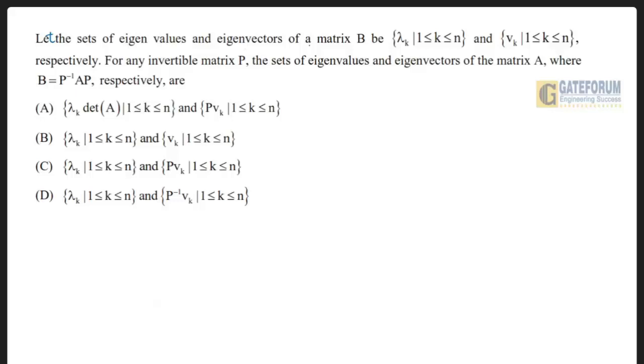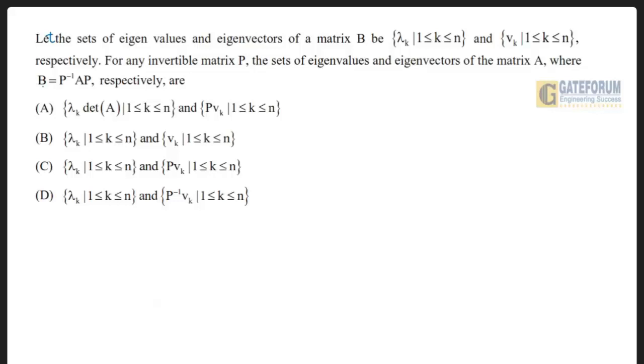Eigenvalues and eigenvectors of a matrix B: set lambda k such that 1 less than or equal to k less than or equal to n, and set of all v k such that 1 less than or equal to k less than or equal to n respectively. For any invertible matrix P, the sets of eigenvalues and eigenvectors of the matrix A, where B is equal to P inverse A P, respectively are. Four options are given. This is from engineering mathematics, from the topic linear algebra, subtopic eigenvalues, eigenvectors, properties.